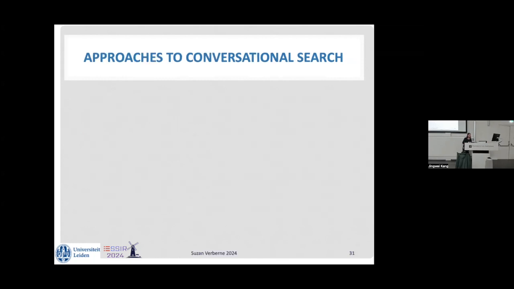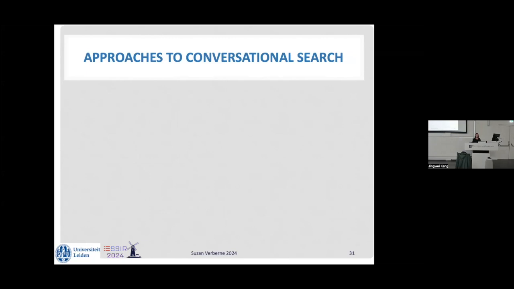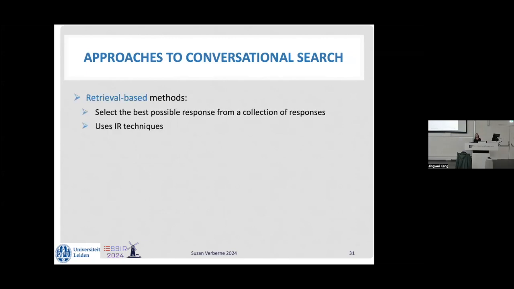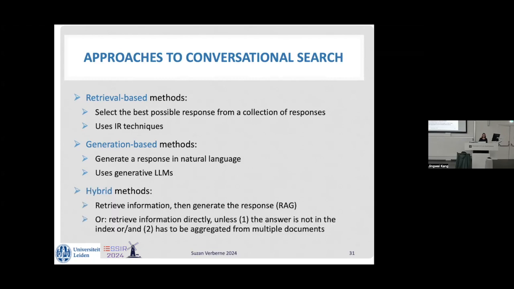Right. So if we think about a chatbot with information retrieval capabilities, the approaches to conversational search are, on the one hand, retrieval-based approaches: get the best possible response from a collection of previous responses. Generation-based approaches: generate a response in natural language. This is completely the ChatGPT approach. Or hybrid: first retrieve information, then generate a response. That's RAG, as we just discussed.